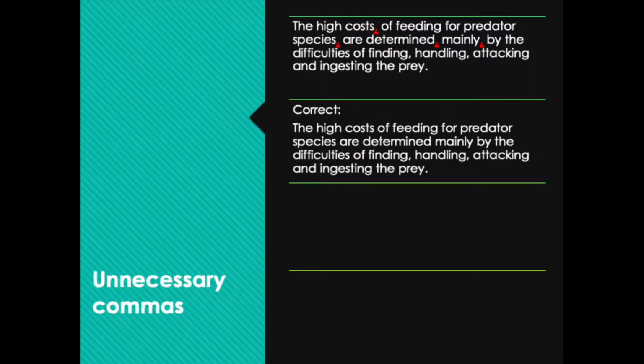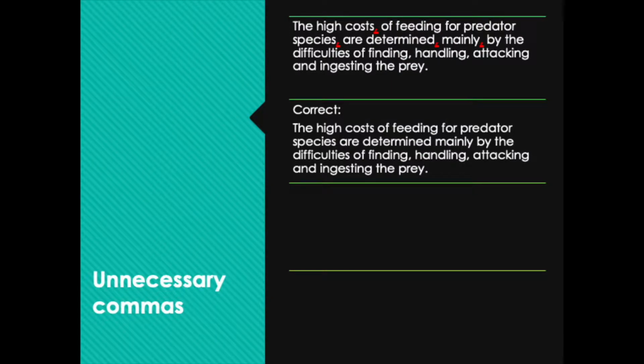Now sometimes authors will put in unnecessary commas, commas that are not needed. So an example would be like this. The high costs of feeding for predator species are determined mainly by the difficulties of finding, handling, attacking, and ingesting the prey. So those first 4 commas are not necessary. They shouldn't be there. They make the reader pause, but the pauses don't really have any purpose. I would just eliminate those first 4 commas. The ones in the list are necessary, and so we'll leave those as they are.